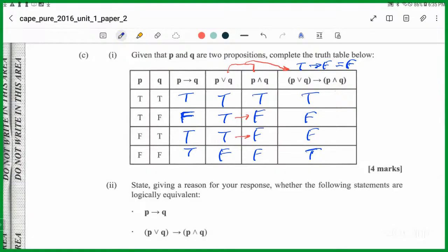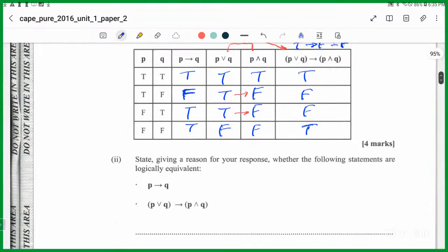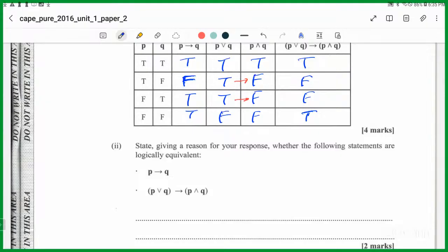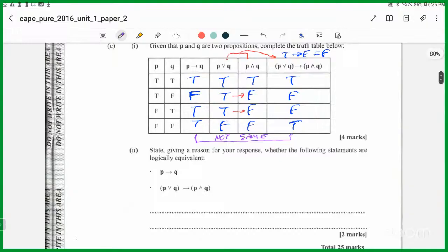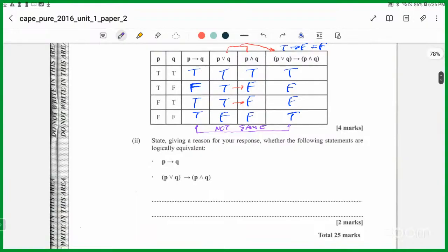Yes, sir. All right. It says now, state, giving reasons for your answer, whether the following statements are logically equivalent. So I want us to compare these two. This one, put it in purple. We're comparing this one with this one. And they're not the same because these two values are not the same. See that? Spoil it. Not the same. And it says whether the statements are logically equivalent. It says give a reason.